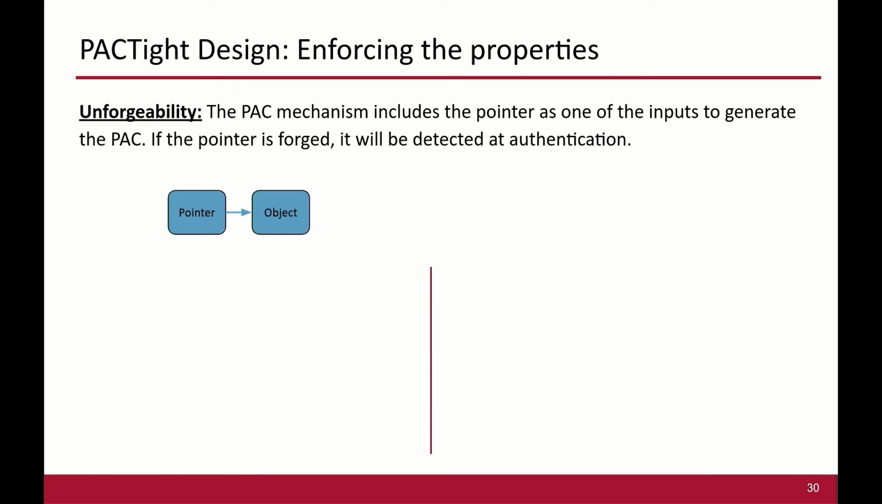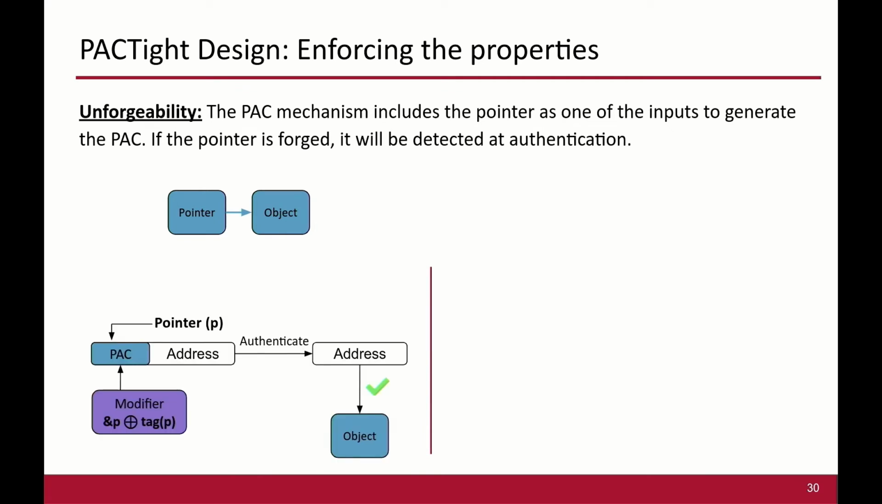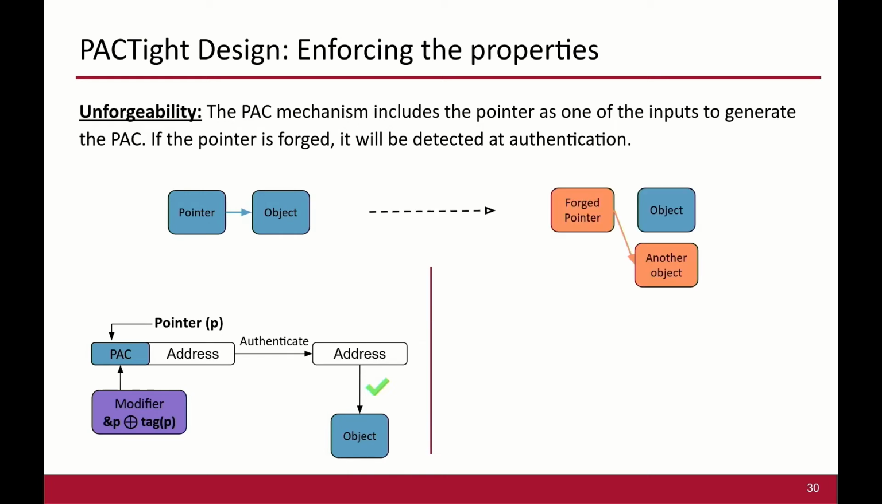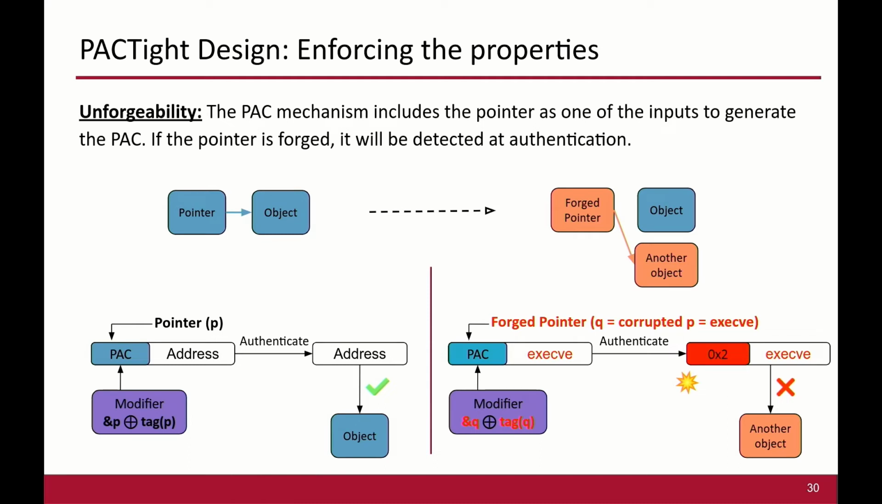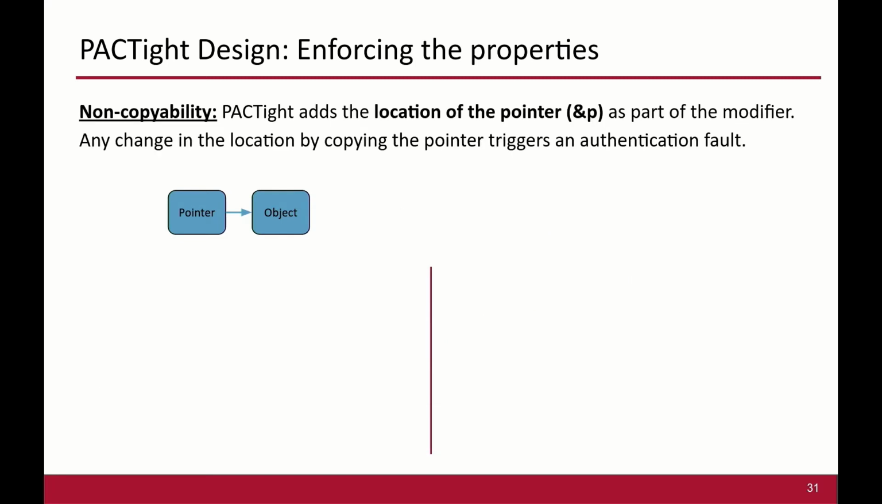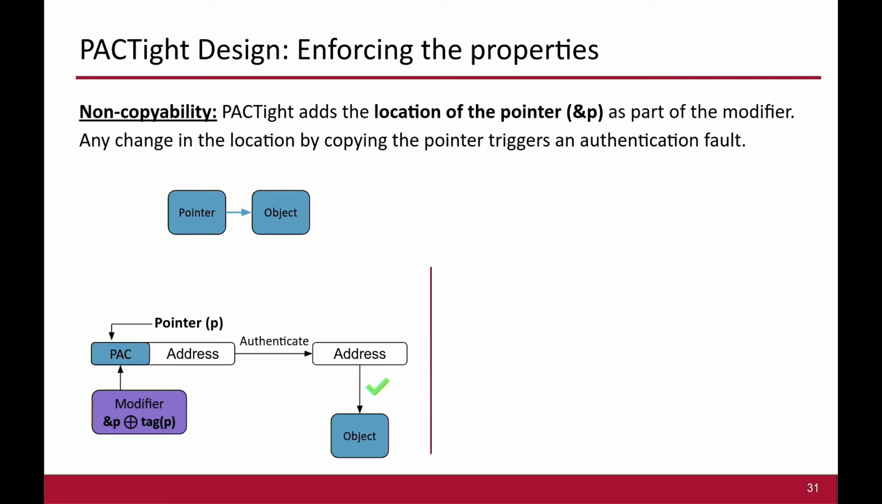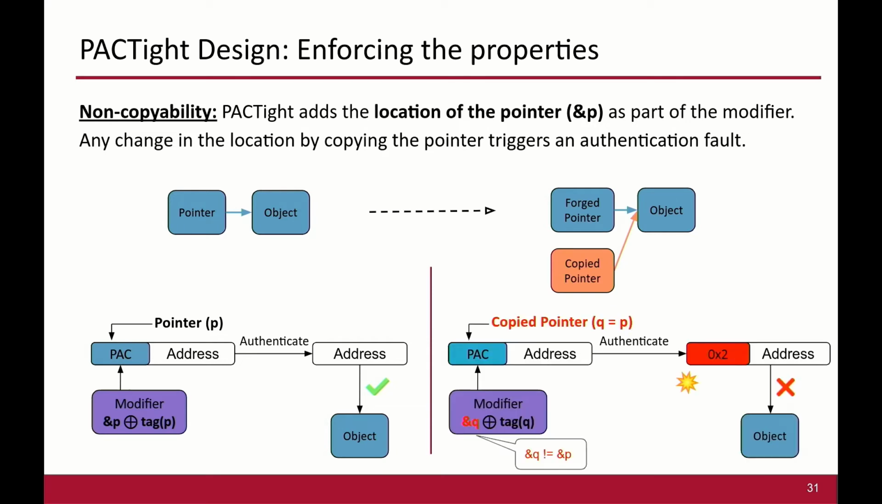Starting with unforgeability, the PAC mechanism in itself includes the pointer as one of the inputs to generate the PAC. And thus, a forged pointer would trigger a fault on authentication due to the pointer having a different value from the one that was used for that PAC. And then for non-copyability, the location of the pointer being included as part of the modifier means that any copied pointer will generate a different PAC on authentication due to a different &p, thus resulting in a mismatch on authentication. This means that a pointer can only be used at its legitimate location, enforcing the second property.